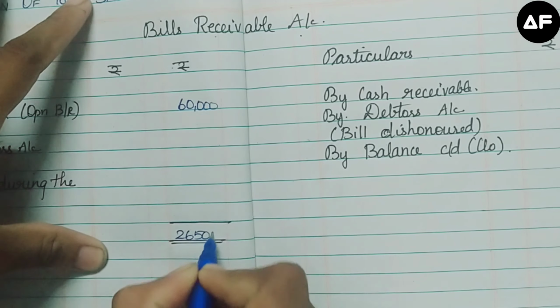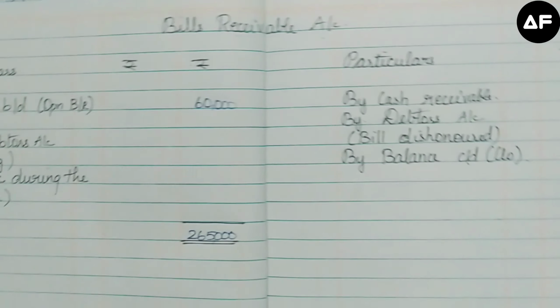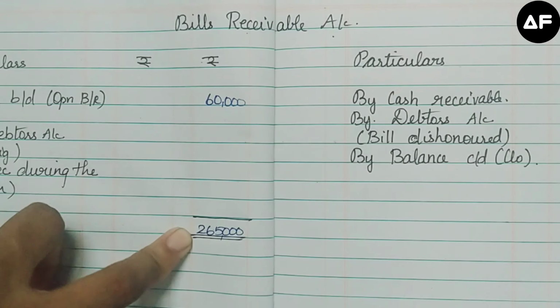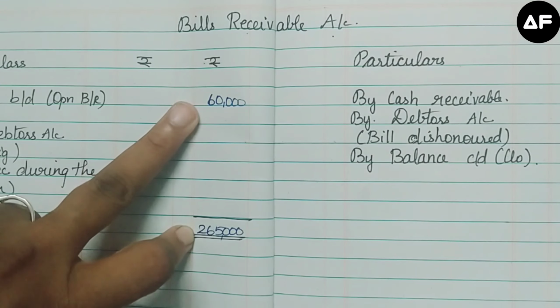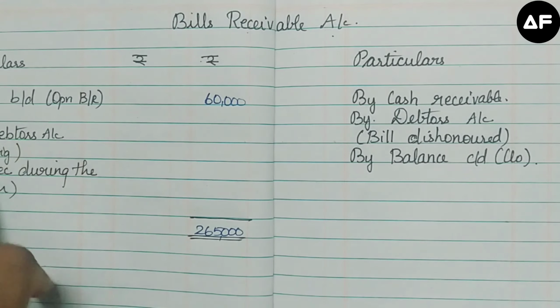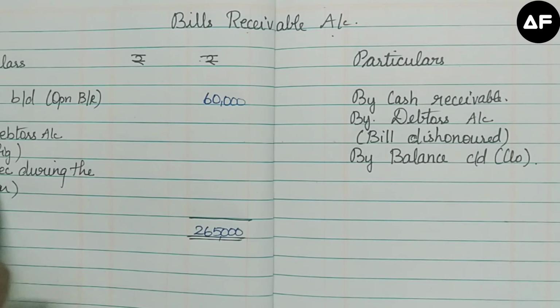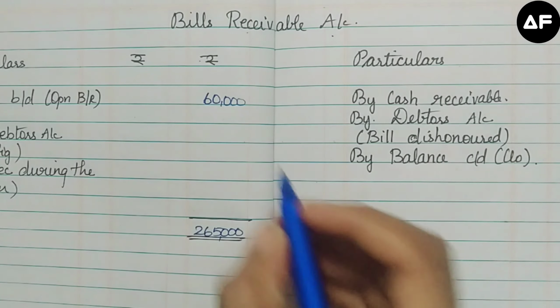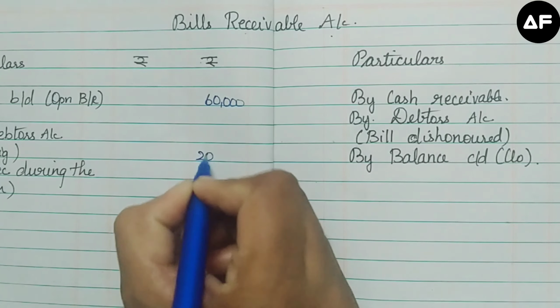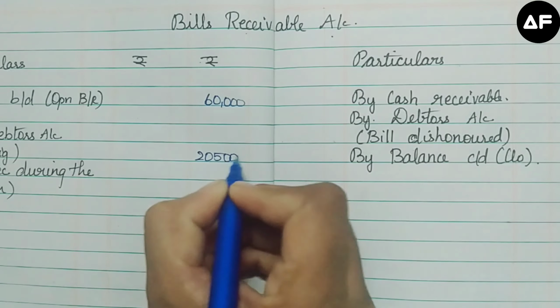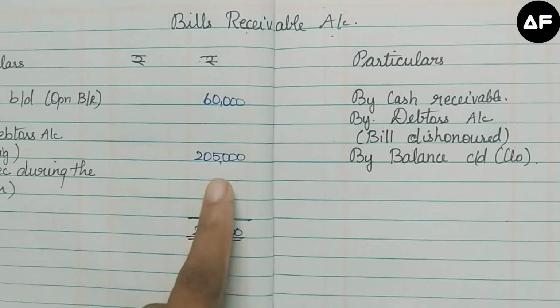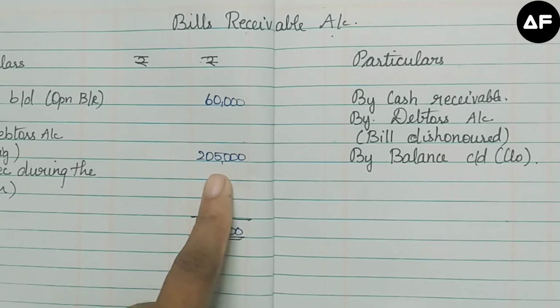So after writing that, if I subtract 2,65,000 and 60,000, I will get my sundry debtors, that is a balancing figure for the bills receivable. So as I subtract it, I will get 2,05,000 as my answer. So this 2,05,000 has to be transferred into the sundry debtors account.